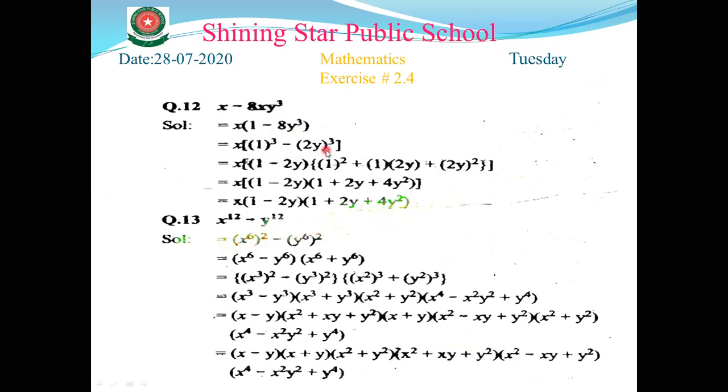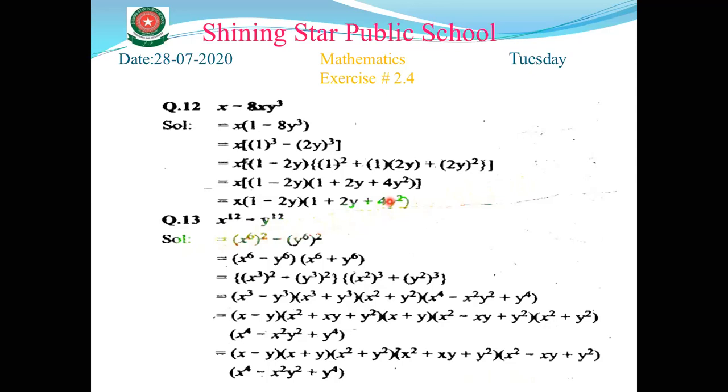So a³ minus b³. Now simply we can put the formula of a³ minus b³, which is (a minus b)(a² plus ab plus b²). Now a is 1, b is 2y, so a² is 1², plus ab, plus b² means (2y)². 1 squared is 1, 2y, 2 squared is 4y², which is your required answer of question number 12. Okay, now question number 13.